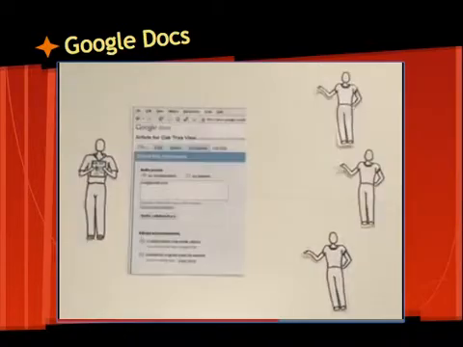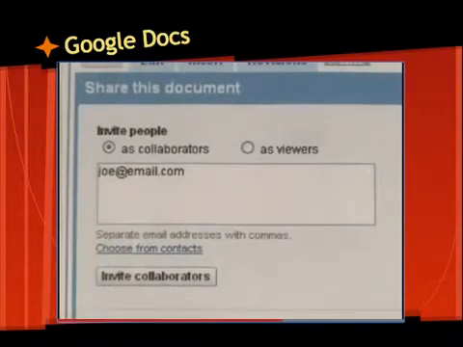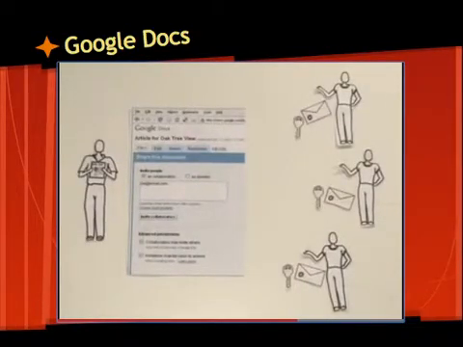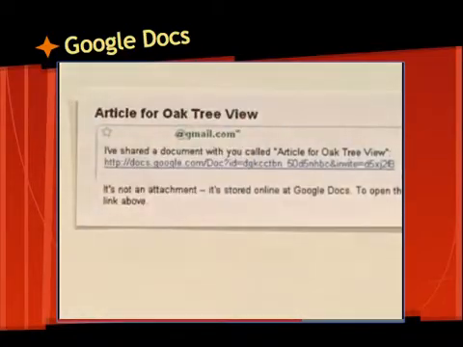Here's how. She clicks Share, inserts email addresses, and clicks Invite Collaborators. Google Docs sends the writers an email with a secure link directly to her document. One click, and they can edit and save the document online.